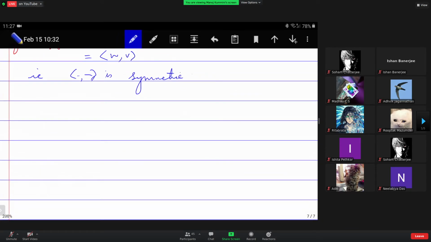Okay, so more about symmetric forms. Let me just see how far I should go today. Okay, so I will just introduce these definitions and then I will probably stop.